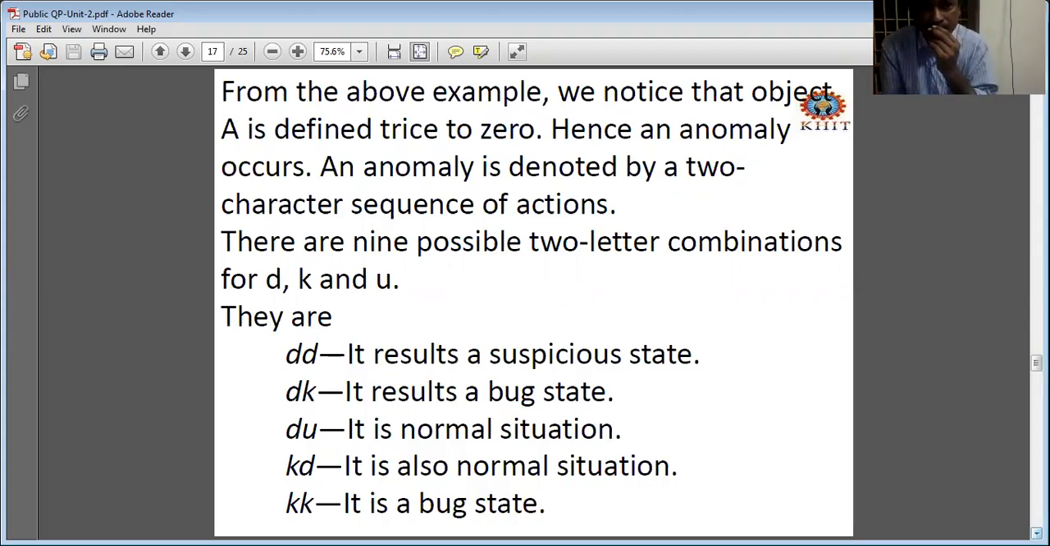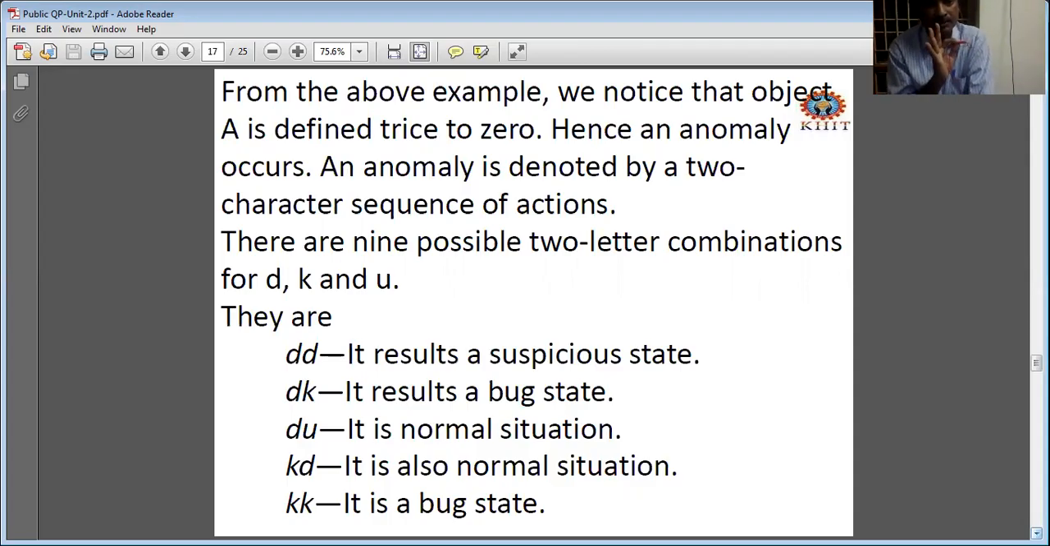An anomaly is denoted by a two-character sequence of actions. There are 9 possible two-letter combinations for D, K, U. They are DD. DD means defined two times, not used. That's why it is called a suspicious state. DK, defined and killed. Before use, it is killed, and because of that reason, it results in a bug state.